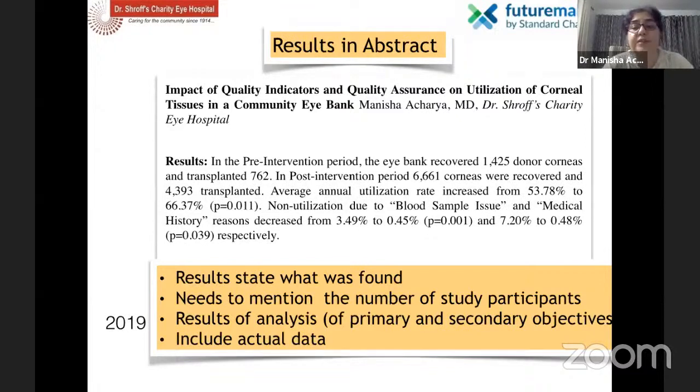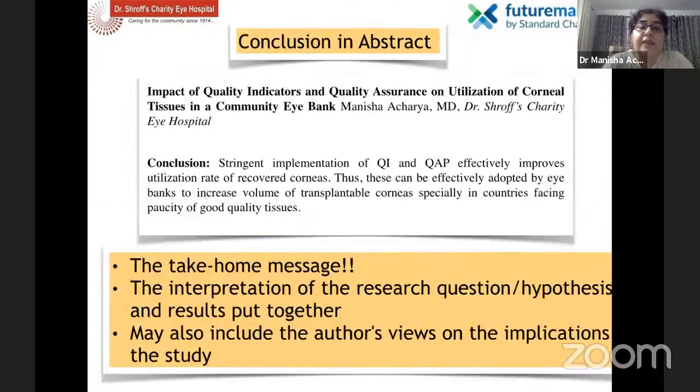Sometimes we feel that you can send an abstract even when your study or your analysis is not complete. That's not right. You have to have the numbers in your result. So you have to tell them what the pre-intervention number is, what happened post-intervention, and how the non-utilization changed, or what the other parameters or salient features were which came out as results in the study which you want to present.